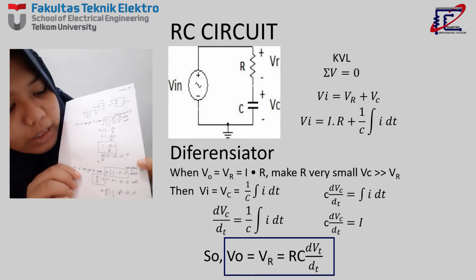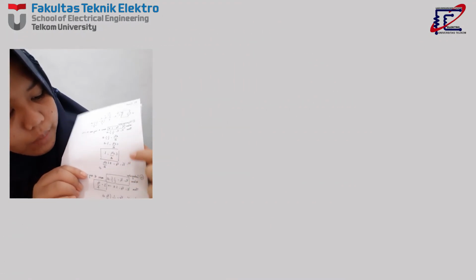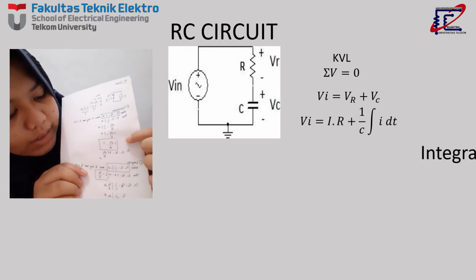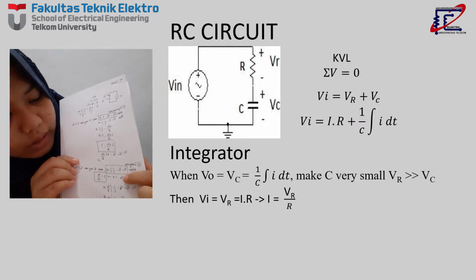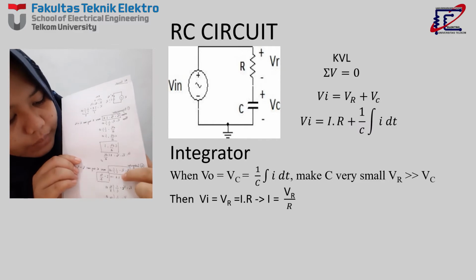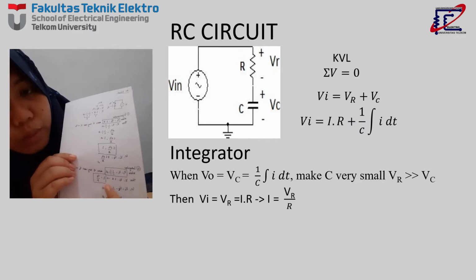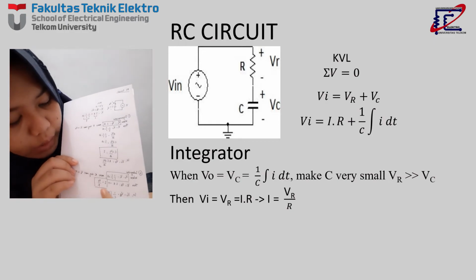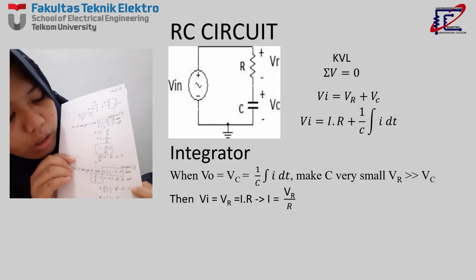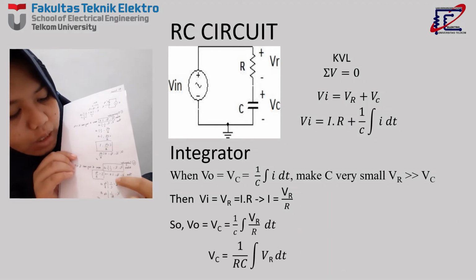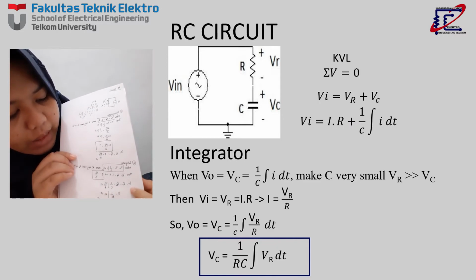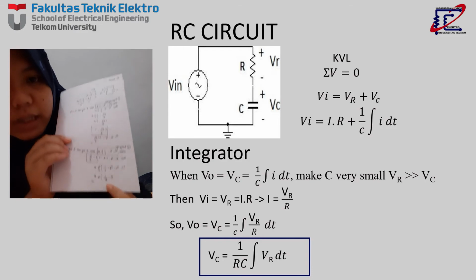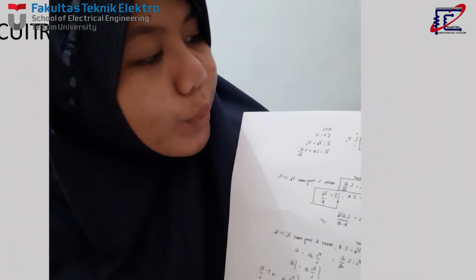Next, integrator. When VO equals VC equals 1/C integral I dt, then VE equals VR equals I times R. Use Ohm's law: I equals VR per R. So VO equals VC equals 1/C integral VR per R dt, and then VC equals 1 per RC integral VR dt.